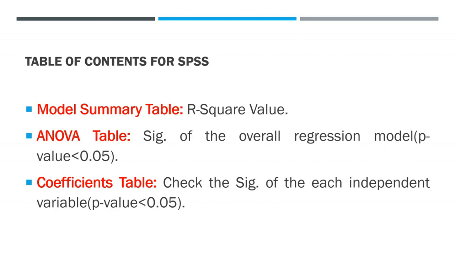Next, in coefficients table, we check each of the independent variables' significance. Again, here also, if p-value is less than 0.05, then we conclude that the independent variables are significant. And from this coefficients table, we also write the regression equation.